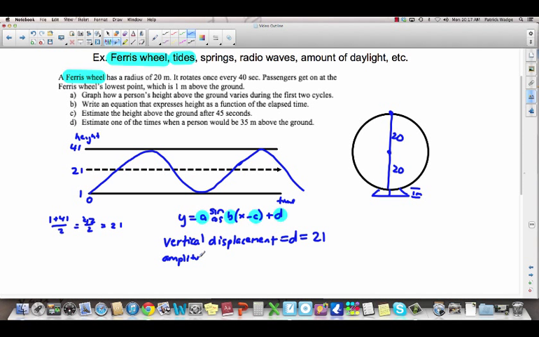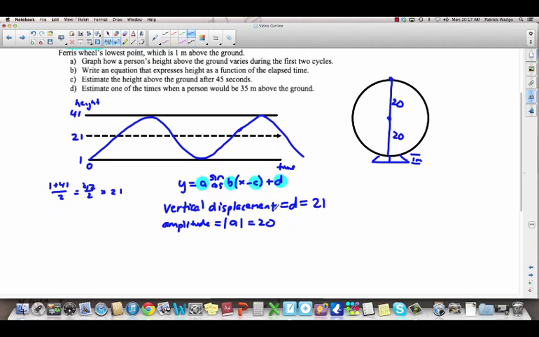Okay, let's talk about amplitude. Amplitude is the distance from the center line to the maximum or to the minimum point. So the amplitude is the distance from 21 up to 41, or the distance from 1 to 21. Either way, the amplitude is 20. And what's more, amplitude is equal to A. Well, almost. It's equal to the absolute value of A. So that means that our A value is either 20 or negative 20. Okay, so we already have that figured out quite a bit.